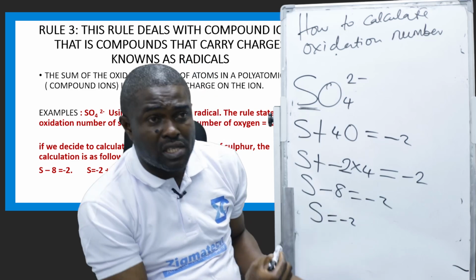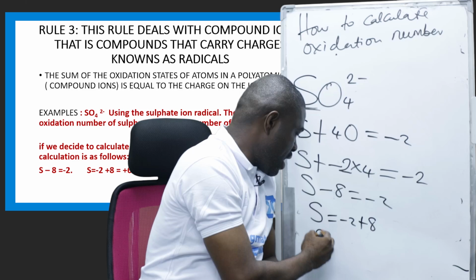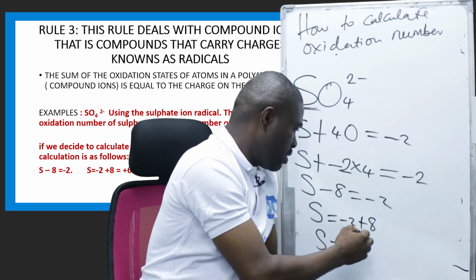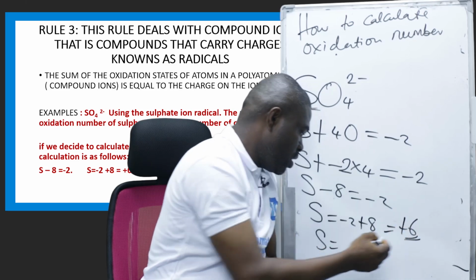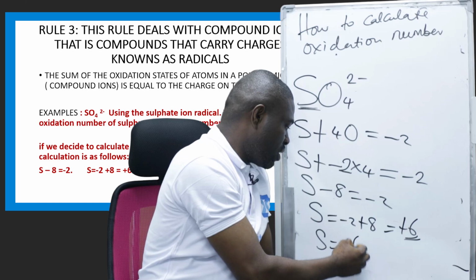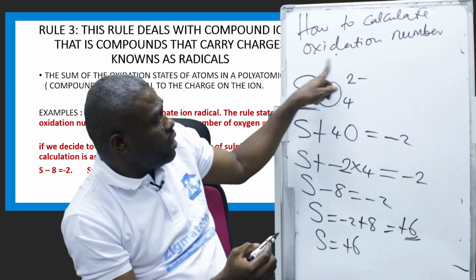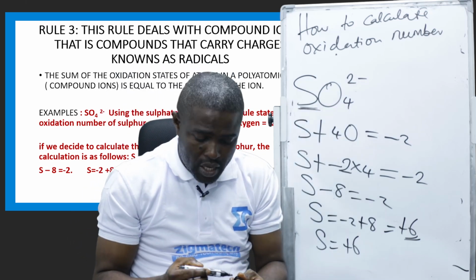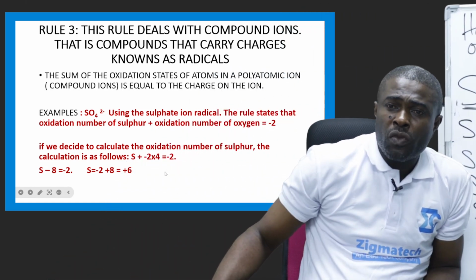If minus 8 crosses sign of equality, it becomes plus what? 8. So S is equals to minus 2 plus 8 is equals to what? The answer becomes equals to what? Plus what? 6. So what does that show? That shows that the oxidation number of sulfur in this compound is what? Plus 6. You can see it there. You can see it. Yes.